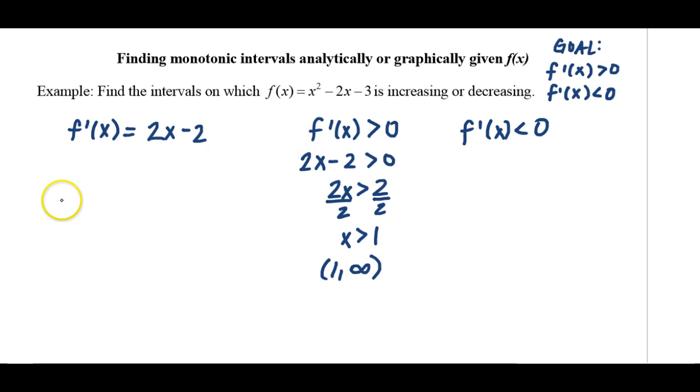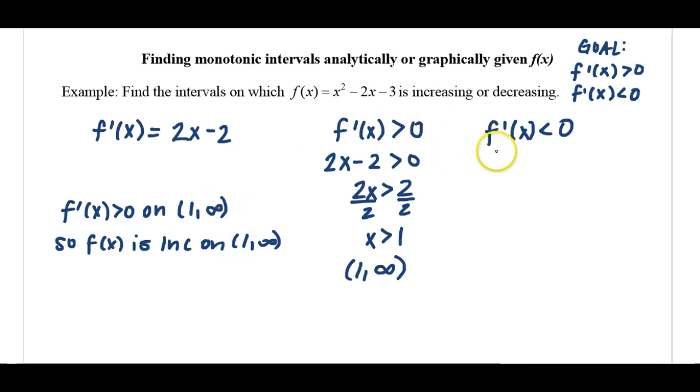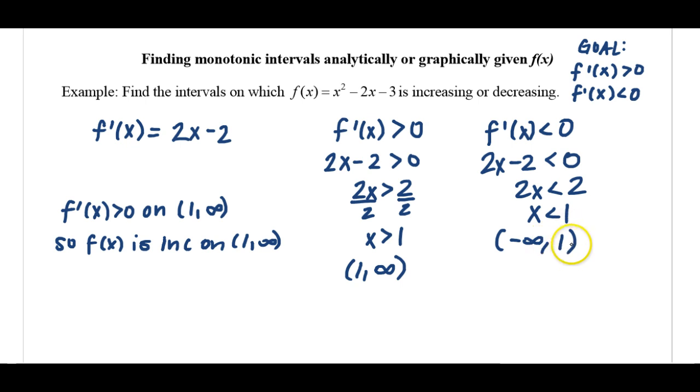So for increasing intervals, f prime of x is greater than 0 on 1 to infinity, so f of x is increasing on 1 to infinity. So we've answered the increasing portion. Now for decreasing, I take the same derivative, 2x minus 2, and determine where the derivative is less than 0. So I'm going to add 2 to the other side. 2x is less than 2. Divide both sides by 2. I get x is less than 1 this time, which in interval notation is negative infinity to 1.